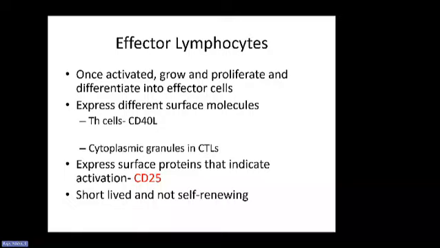Before that, we can talk about the effector lymphocytes. These are ones that get activated, proliferate, and then differentiate into effector cells. And they express different surface molecules. For helper T cells, CD40 ligand is expressed. Anyone know what the CD marker for that is? So again, important to memorize the CD marker for which one? CD40 ligand.